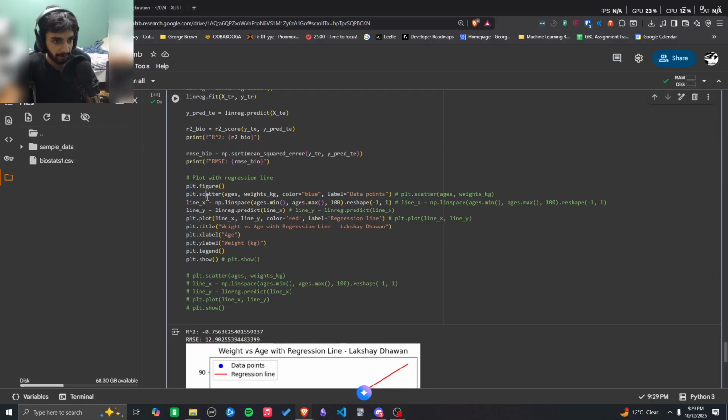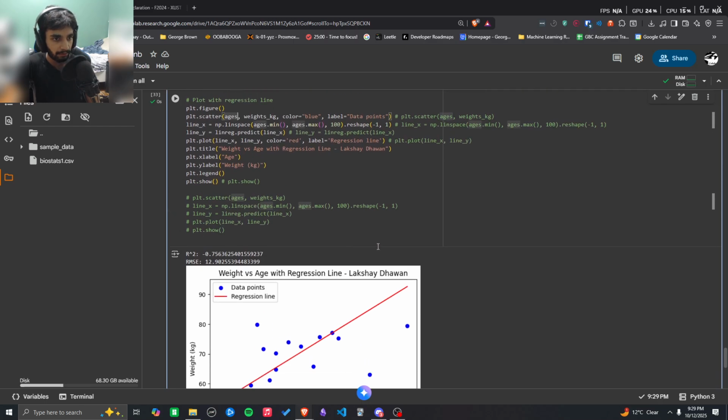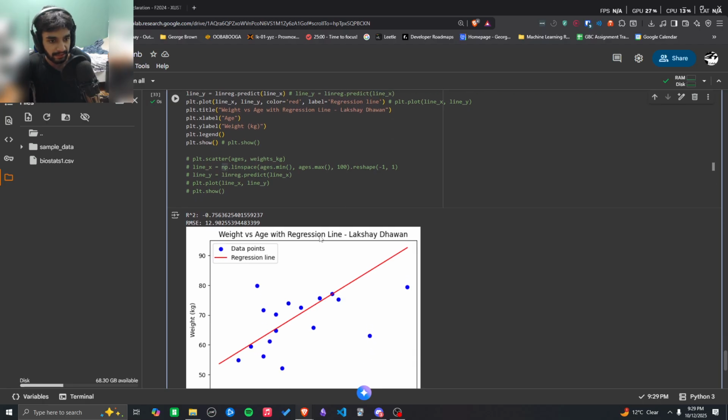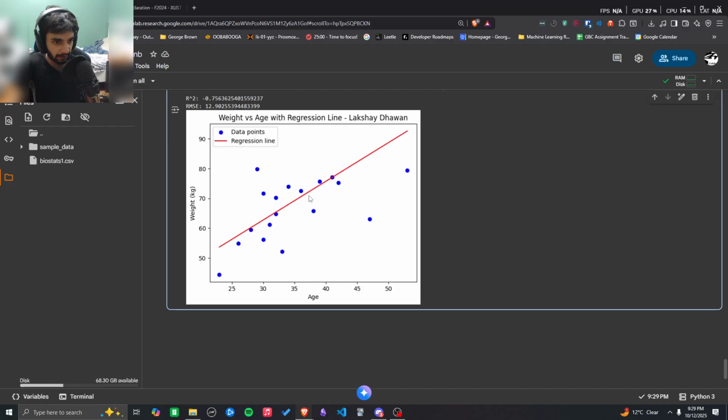So we had a figure, we used the scatter graph to show all the different data points, made it in blue, and linear lines just to show the different lines, and we plot them and just set the title and everything.